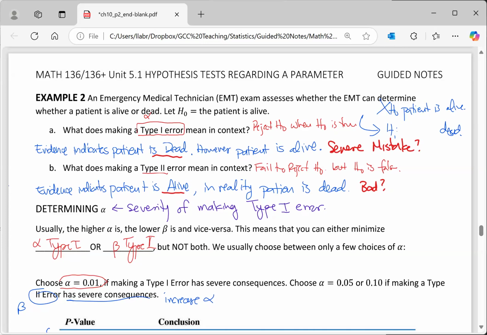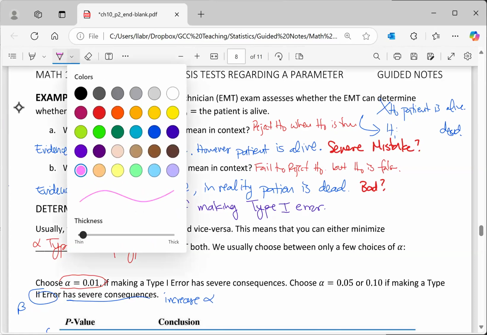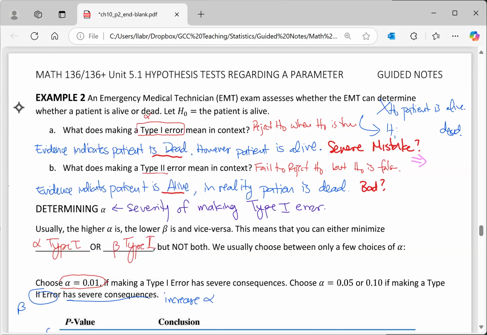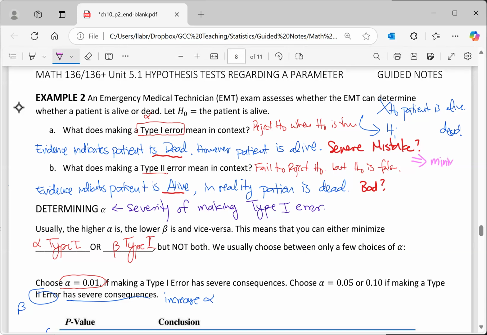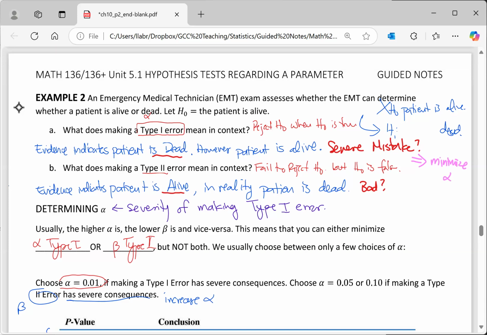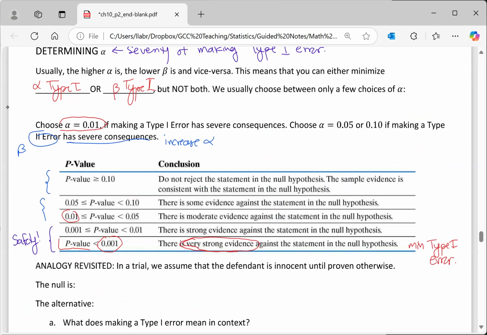Because that's a severe mistake, that means you want to avoid making a type 1 error. And if you want to avoid making a type 1 error, you're going to make alpha as small as possible. So the conclusion, because type 1 error is severe, we're going to minimize alpha. Make alpha as small as possible. If you take a look at our little chart here, you might say that alpha is 0.01, right? That way you need strong evidence to reject the null. In other words, that would be strong evidence that this person is dead. So maybe that would be their heart missing or something. You're like, okay, this person is dead.